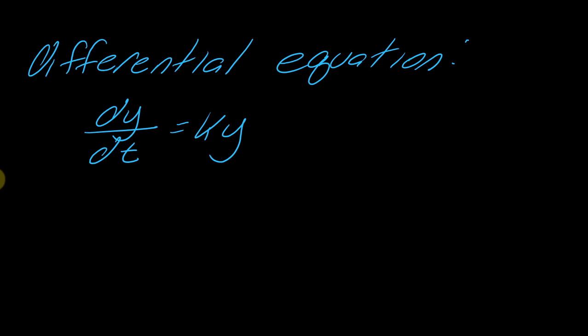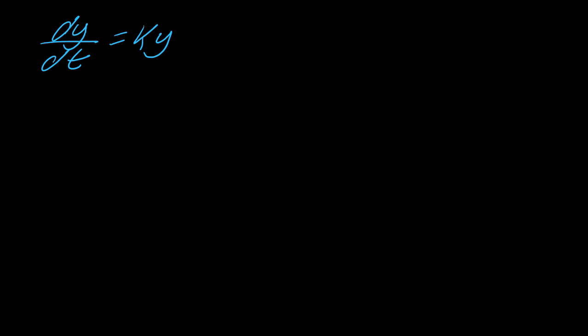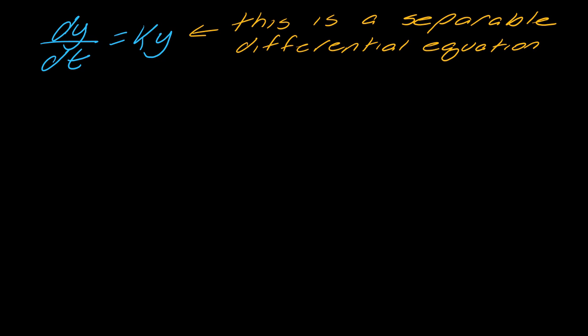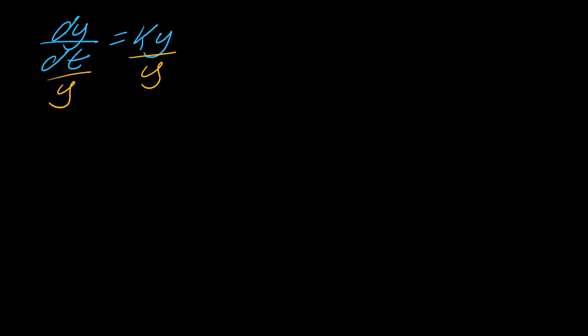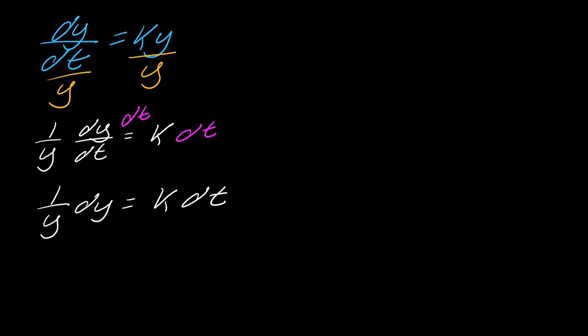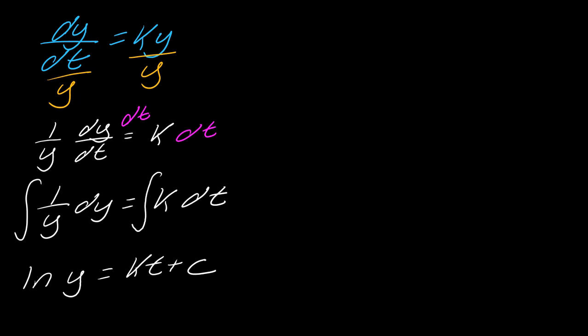So the first thing that I want to do here is talk about this differential equation and find the solution. The thing to notice is that this is a separable differential equation. What that means is I want to get my y's together and then get the t on the other side, so separate everything. I can divide both sides by y to get 1 over y dy/dt equals k, and then I'll bring the dt to the other side. This is how I can separate everything, and from here I can integrate. If I integrate, I get the natural log of y equals kt plus c.